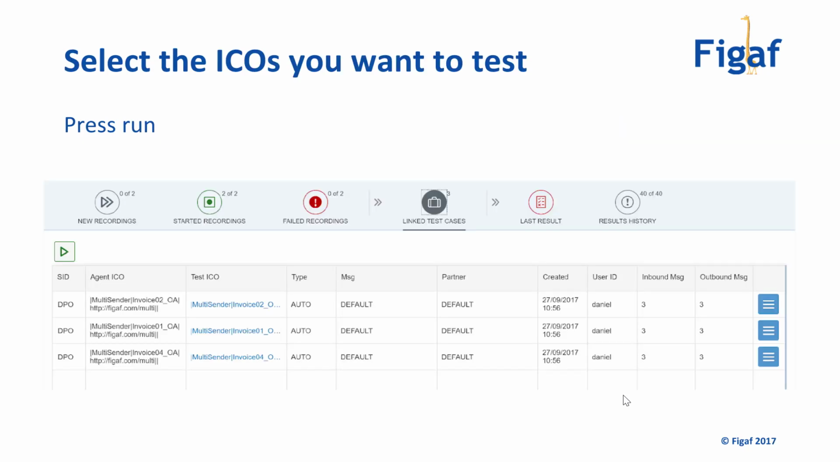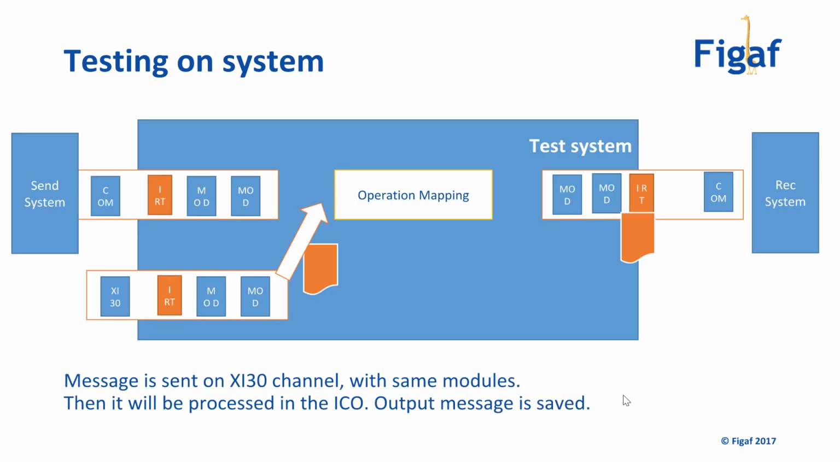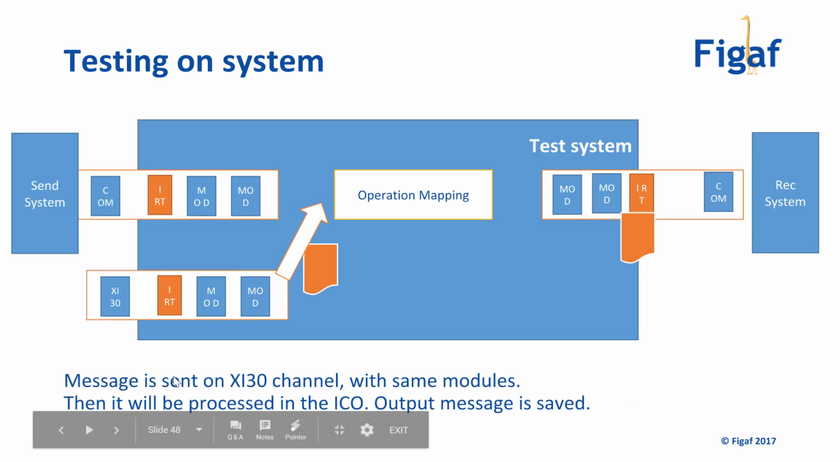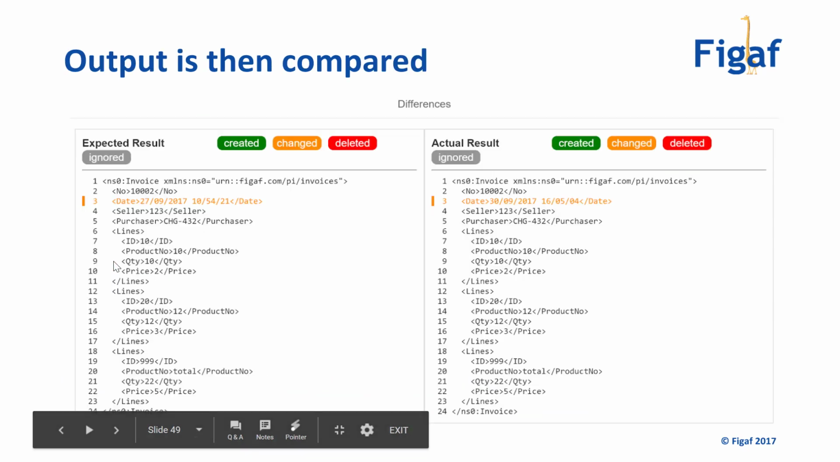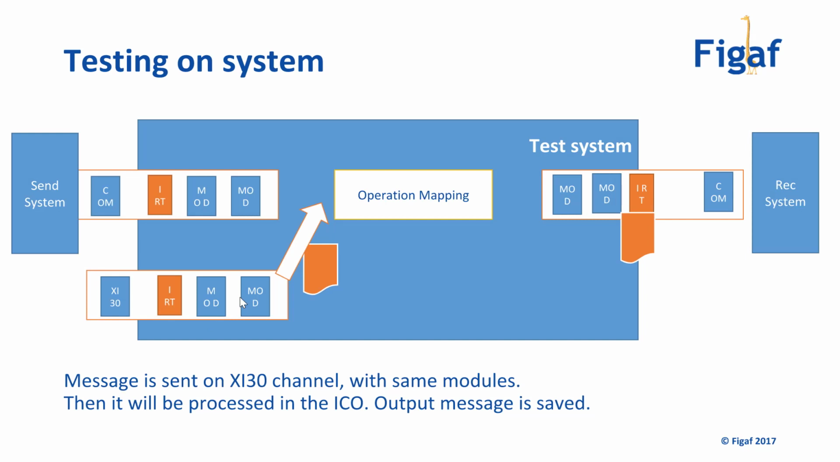So the way you do testing is you just select the test that you want to run and press run. What will happen is the IRT agent, or the IRT system, will create a new XI30 channel that looks identical to your existing one. And then it will send the message through this one, so you'll be able to process it with the same modules as you had in the original one.